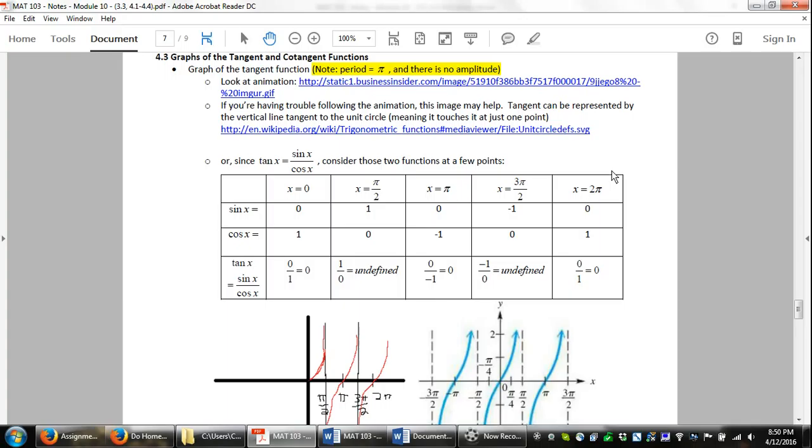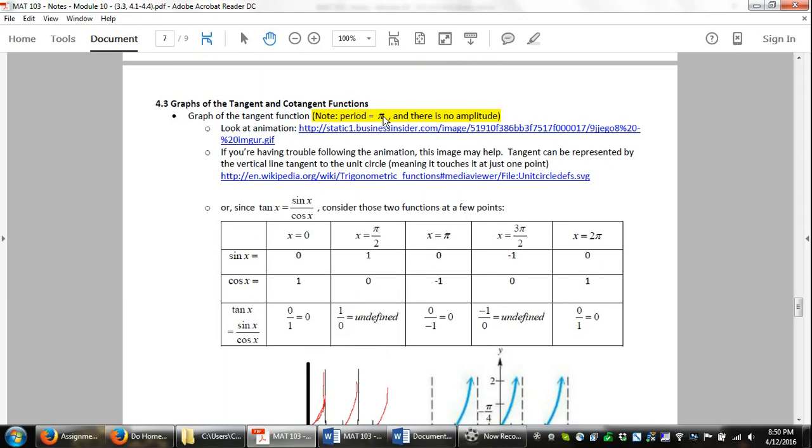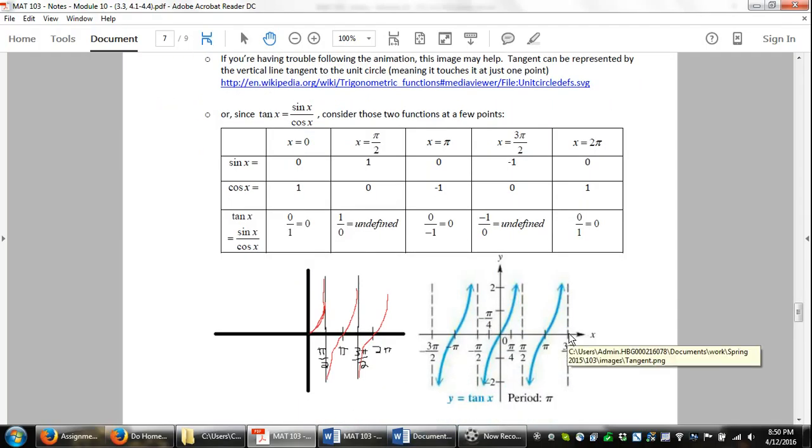There are some major differences. The period is smaller. This thing repeats every pi rather than every 2 pi. There is no amplitude. Amplitude is your max or your minimum. This thing has no maximum or minimum. It just goes up to infinity and down to negative infinity. Now, the way I remember these key points is I know tangent is sine over cosine. So I take my sine and my cosine at just a few points, and I see what tangent has to be.